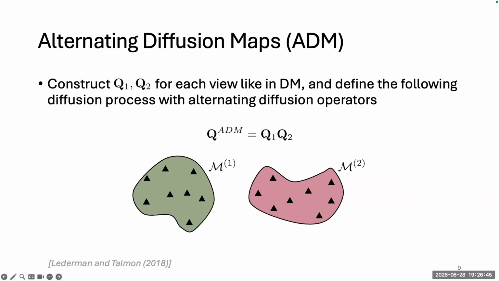Next, we discuss the Alternating Diffusion Maps algorithm for extracting common components from aligned multiview data, which is the basis to our work. First, construct Q1 and Q2 for each view exactly like before, and observe their product QADM, which describes an alternating diffusion process.